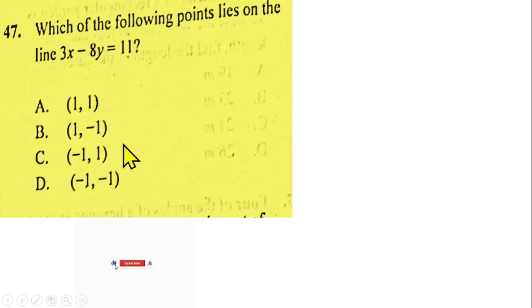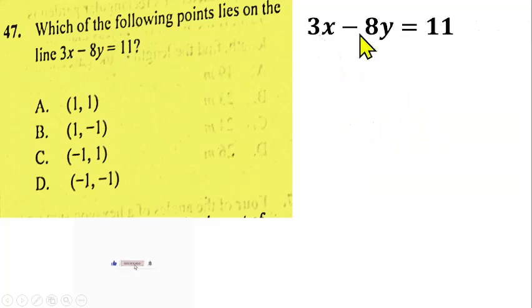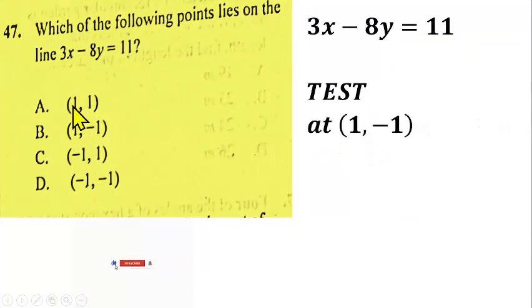So how do we do that? You can use the trial and error method. So I have 3x minus 8y equals 11. If I test, of course I don't need to test this one, if I test x is 1, y is 1, and put that here, I have 3 times 1, which is 3, minus 8 times 1, which is minus 8. So 3 minus 8 gives us minus 5, which is wrong.